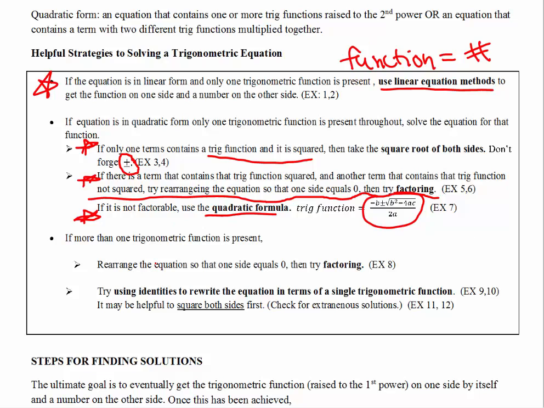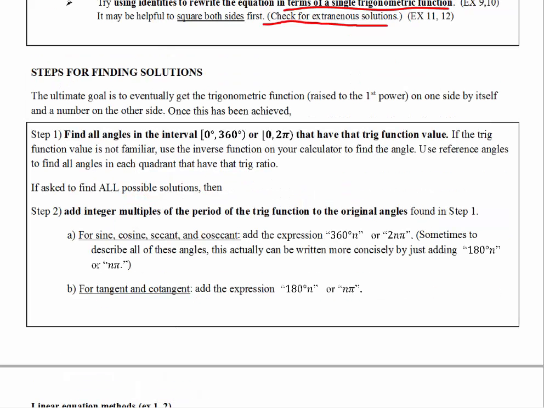If there's more than one trig function present, say we have sine and cosine within the same equation, the first thing that I would recommend is that we get everything on one side, 0 on the other, and try to factor. If factoring doesn't work to isolate the trig functions in each of their own linear equations, then we might have to start to use identities to rewrite the equation so that we can get it in terms of one single trig function. Sometimes we might have to square both sides of the equation, in which case we must make sure that we actually check our solutions in the original equation to see if it works.